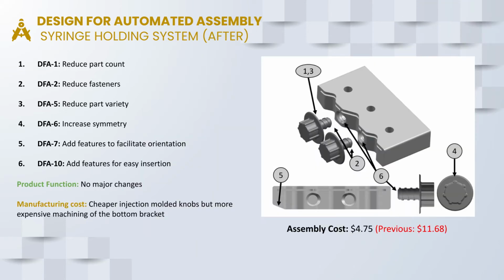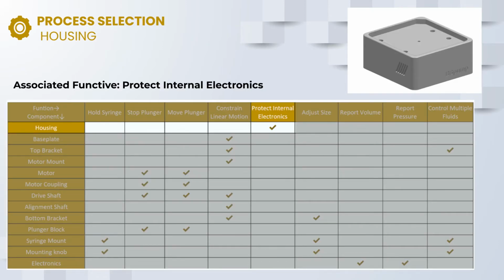We consolidated the syringe mount and mounting knob. This eliminated the fasteners originally used to secure the assembly and reduced part variety. We made the part symmetrical to aid automatic feeding, and we added chamfers for easy insertion. We also added a feature to improve alignment for the bottom bracket. This reduced the cost from $11.68 to $4.75. These improvements had no impact on product function, but we expect a mixed impact on manufacturing cost due to cheaper plastic knobs and expensive machining for the bottom bracket. Now let's look at the process selection for manufacturing of the housing.